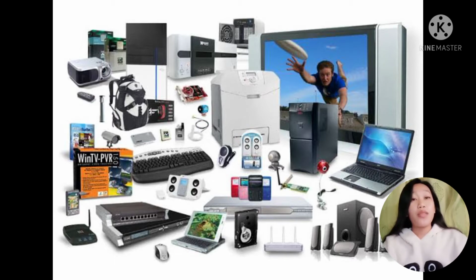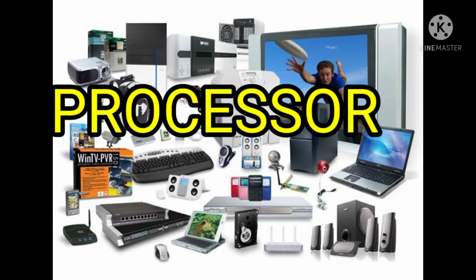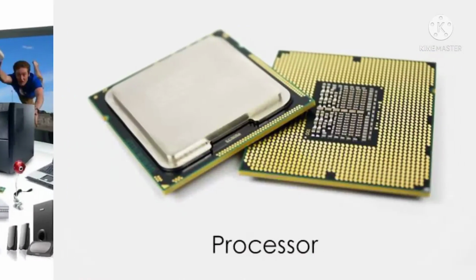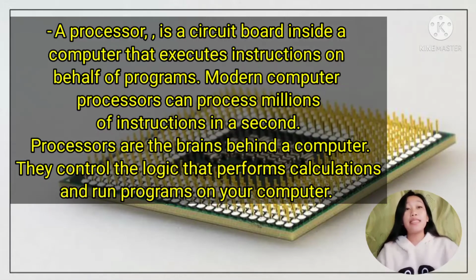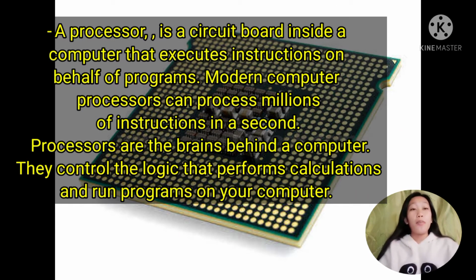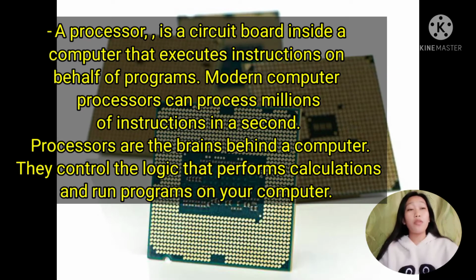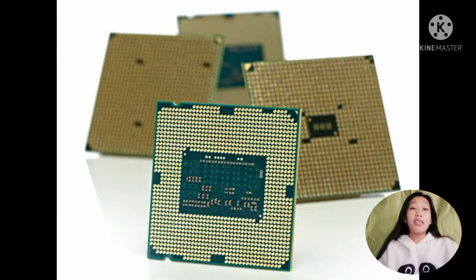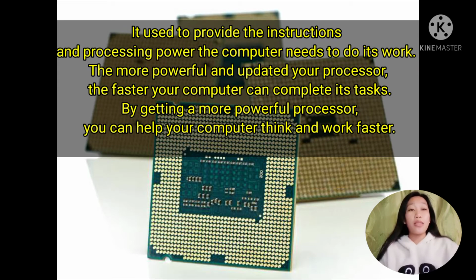Microprocessor. First, the circuit board inside a computer that executes instructions on behalf of a program. A modern computer processor can process millions of instructions in a second. Processors are the brains behind a computer. They control the logic that can perform calculations and run programs on your computer. It is used to provide the instruction and processing power the computer needs to do its work.